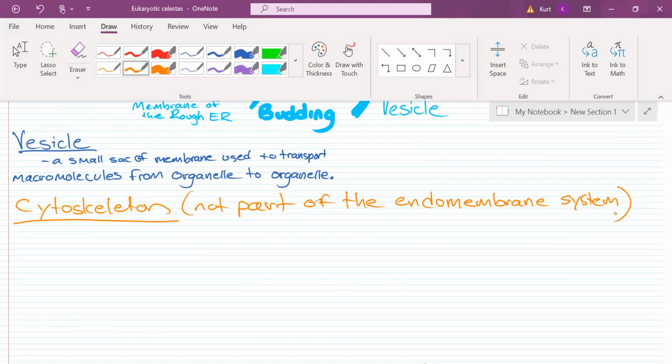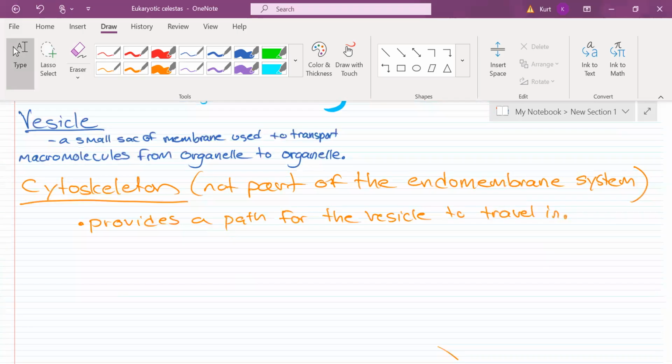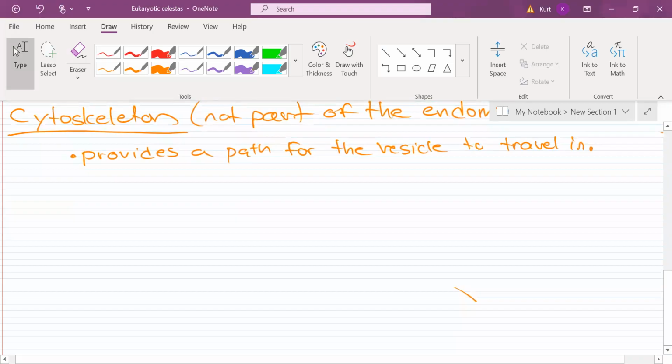Okay, so this one's pretty simple. The cytoskeleton provides a path for the vesicle to travel in. The cytoskeleton is to the cell what your skeleton is to you. It gives you support, it gives you structure, it gives you shape. Without the cytoskeleton, the cell would probably cave in on itself.